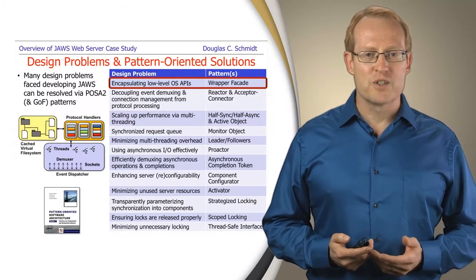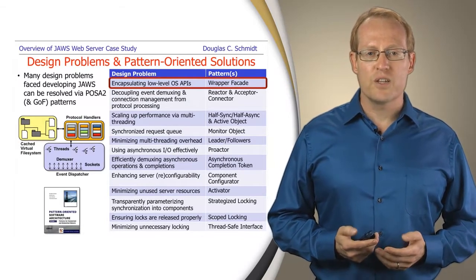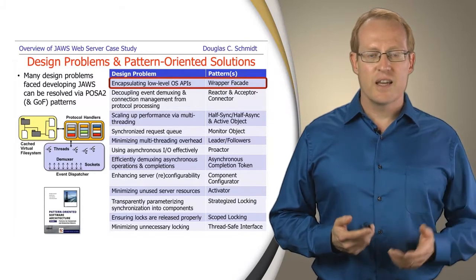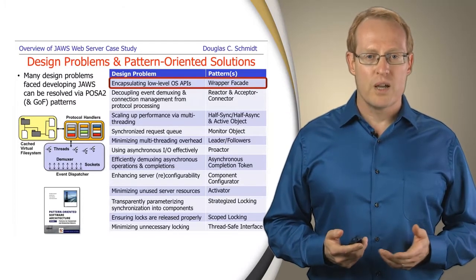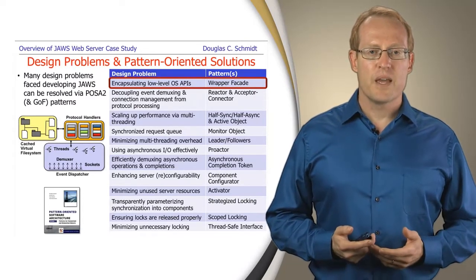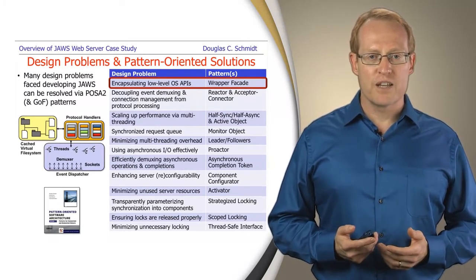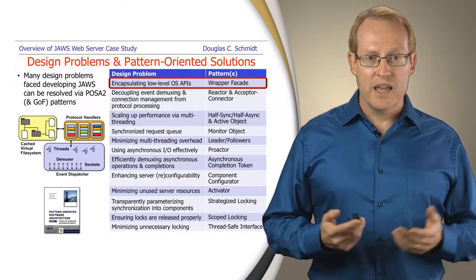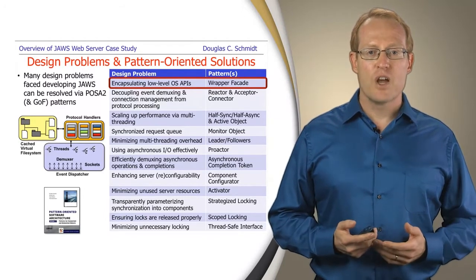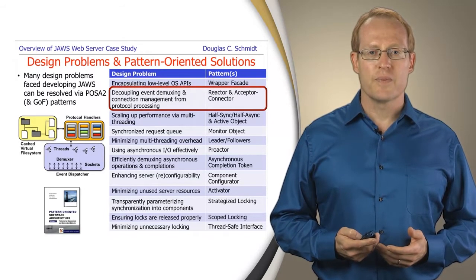The first set of challenges we're going to deal with have to do with trying to encapsulate the tedious, error-prone, and non-portable C-level interfaces. And to do this, we'll be applying the wrapper facade pattern. Wrapper facade is used to provide object-oriented class and object interfaces to these low-level C APIs.